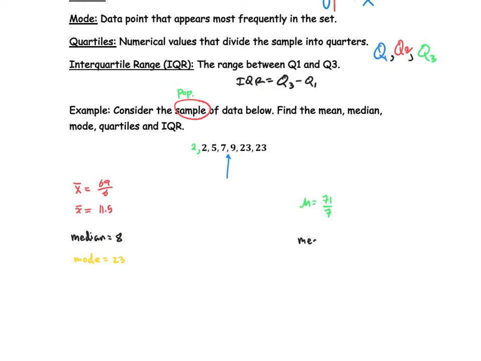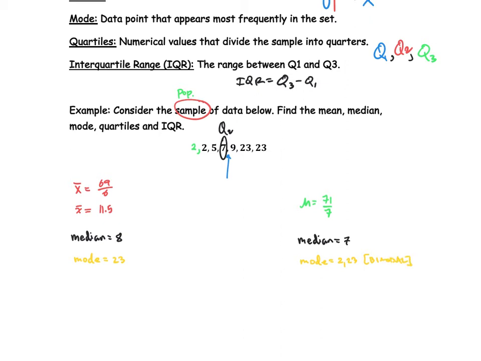Let's recalculate our median. Now we have an odd number of data points, and therefore Q2, our median, would be 7. And then our mode in this case is going to be 2 different values, 2 and 23. So this is what we would call bimodal.